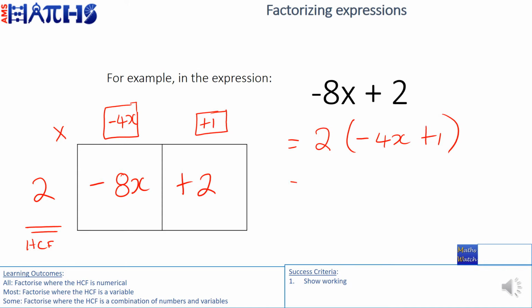We can even write it as 2, bracket, put the positive 1 in front, and then put our minus 4x afterwards. Either way, they're the same thing, right? So that's our factorized expression.